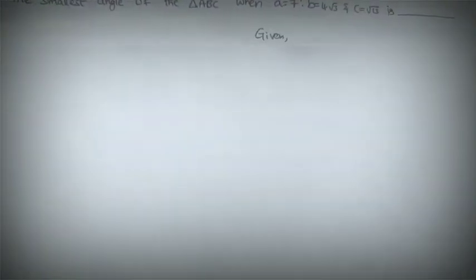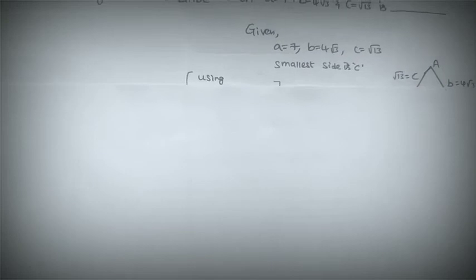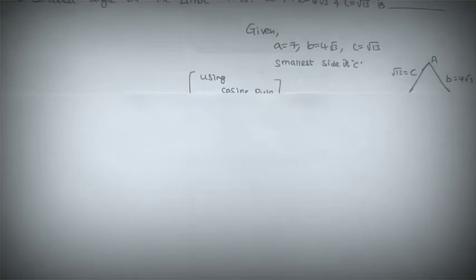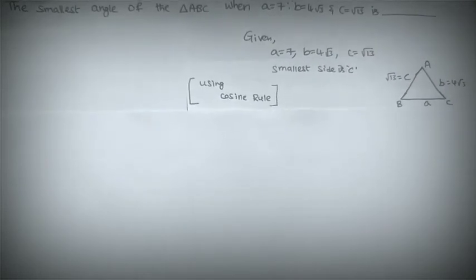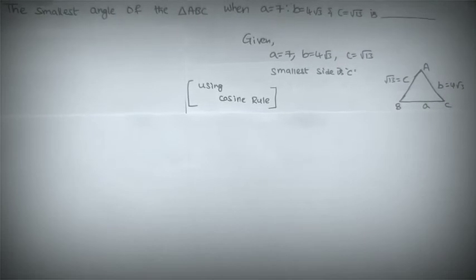The smallest angle of the triangle when a equals 7, b equals 4 root 3 and c equals root 13 is. So we have to find the smallest angle here. So what have they given? We will write it out first. Given a equals 7, b equals 4 root 3, c equals root 13.